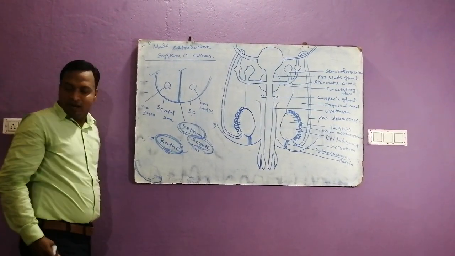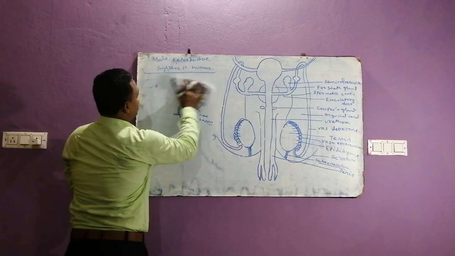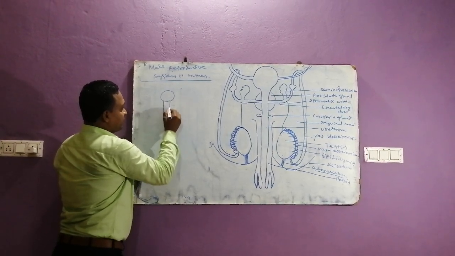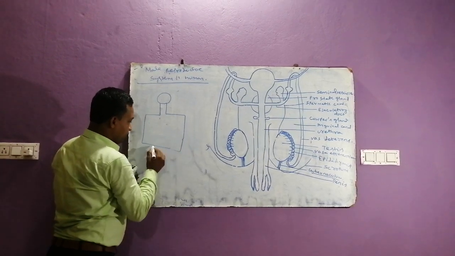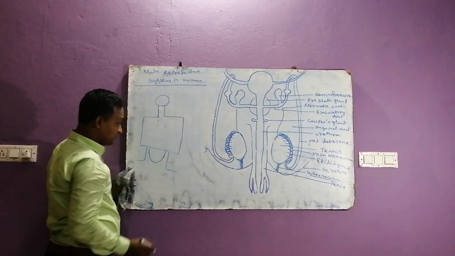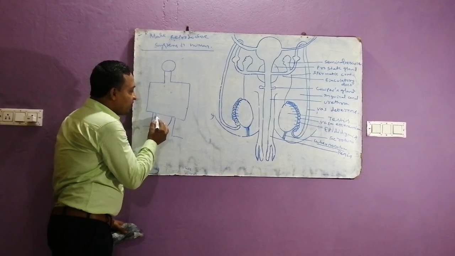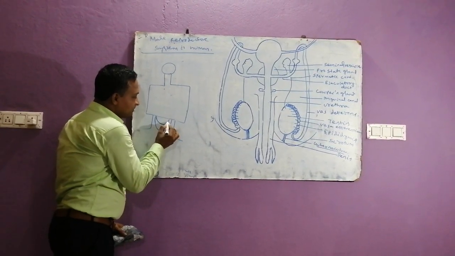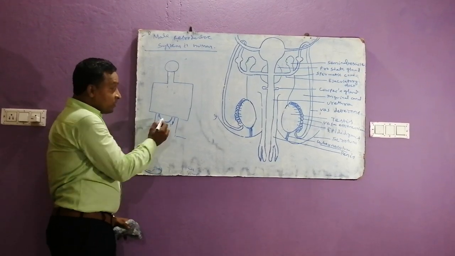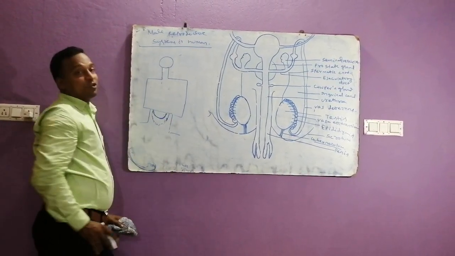Another additional point I can tell you. Okay, see, this is the person, this is the scrotum. Try to think about which one is the scrotum. This scrotum becomes squeezed and closer to the body. In the colder season or in the winter season, the scrotum becomes closer to the body.